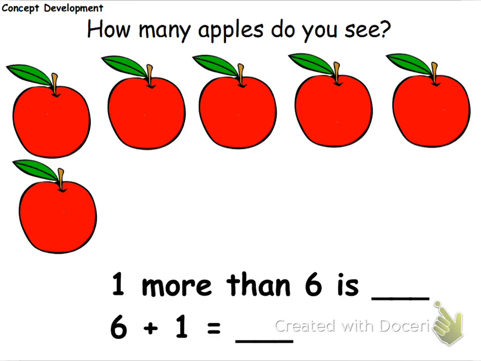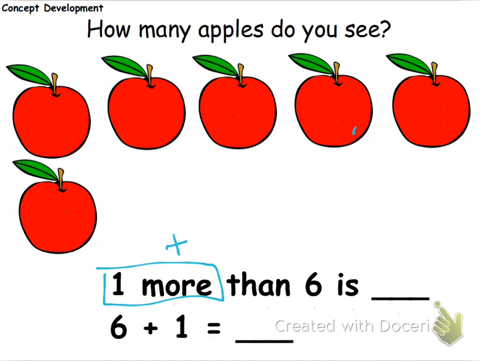So now, we're going to be looking at these apples, and we have 1, 2, 3, 4, 5, 6 apples. Okay, so we know we have 6 apples. Now, if we come down to this statement right here, it says 1 more than 6 is blank. Well, 1 more, that means that I'm going to add 1, because it says than 6. Well, we know that we have 6 apples already. I'm just going to add 1 more to these 6 apples.